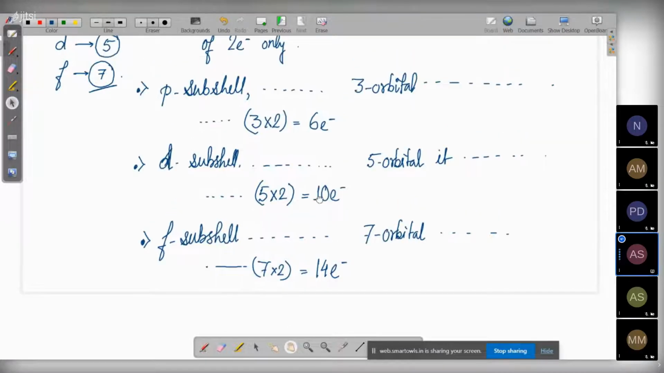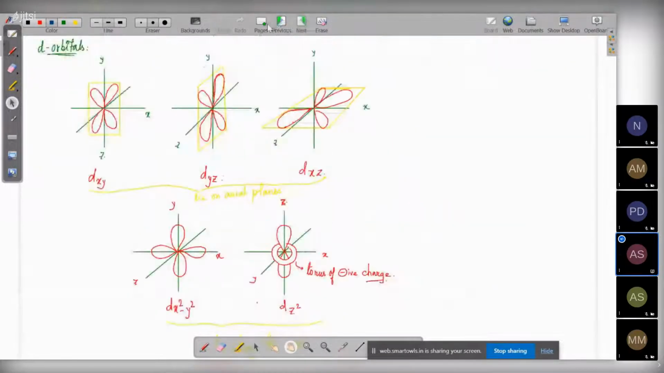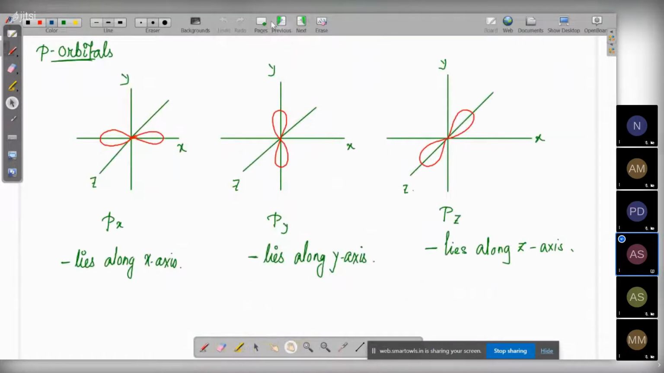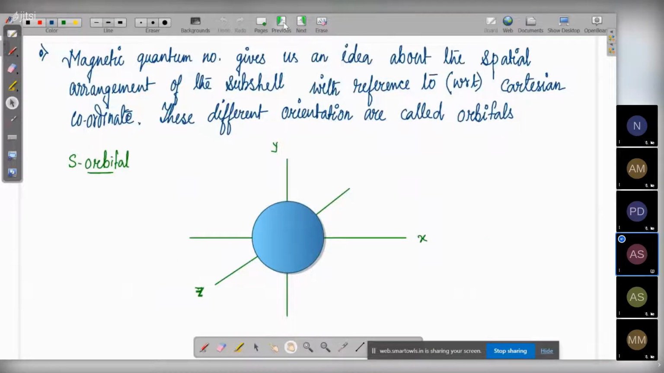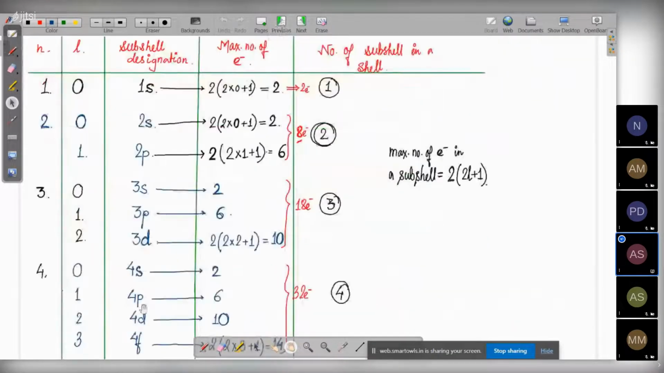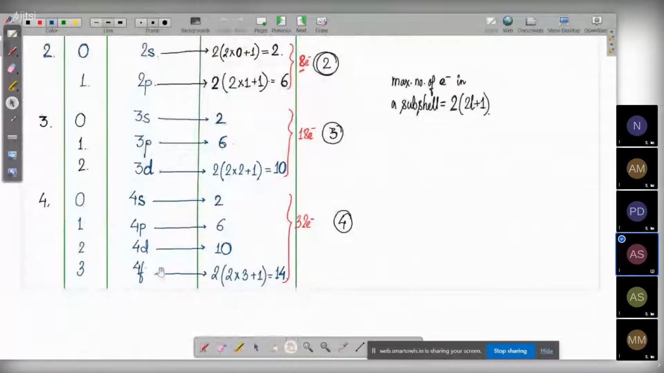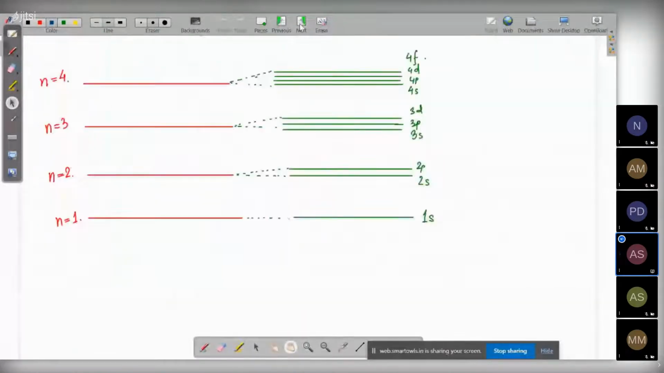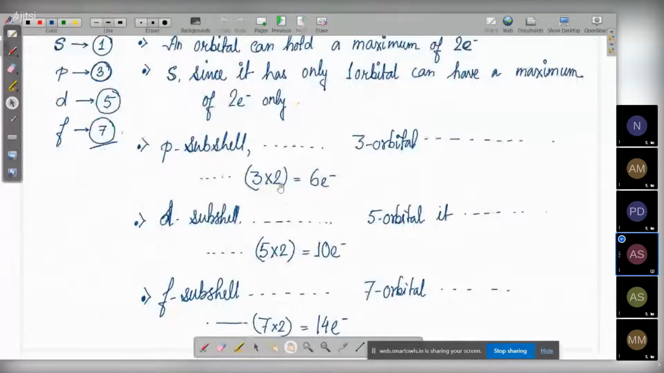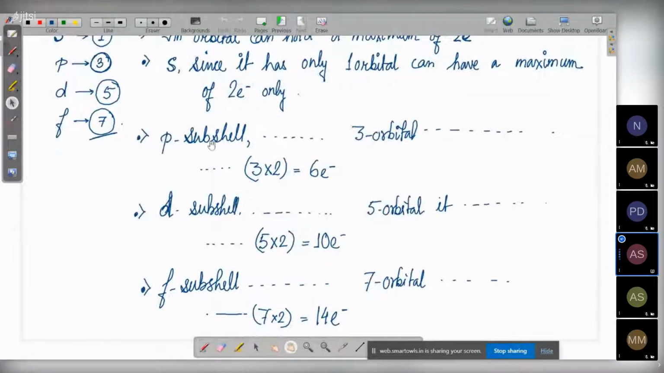Even by the orbital concept, we can reach the table which we have done. This one. The p subshell can have 6, the d subshell can have a maximum of 10, while the f subshell can have a maximum of 14 electrons. In this way also we can say that s has 2 electrons, p has 6 electrons, the d subshell has 10 electrons, whereas finally the f subshell has 14 electrons.